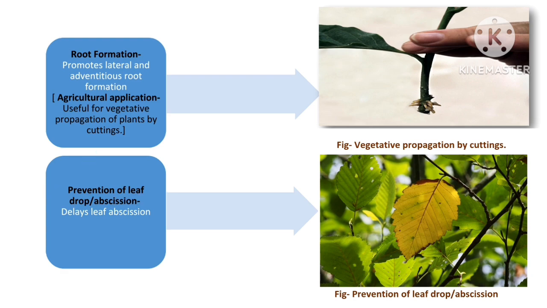So, what is leaf drop or abscission? Leaf abscission means falling of leaves from the plant body. Auxin prevents this phenomenon. So, in summary, we can conclude that auxin helps in different aspects of plant life like fruit formation, seedless fruit formation, phototropism, geotropism, cell elongation, induction of adventitious roots, etc.